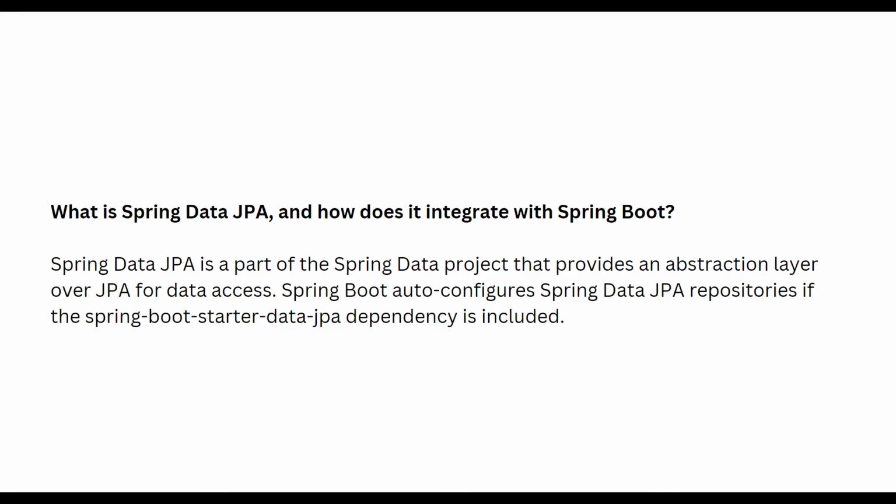What is Spring Data JPA and how does it integrate with Spring Boot? Spring Data JPA is part of the Spring Data project that provides an abstraction layer over JPA for data access. Spring Boot auto-configures Spring Data JPA repositories if the spring-boot-starter-data-jpa dependency is included. Whenever you want to use templates with which you can do a lot of functionality over a database, in that case, you want to use JPA.